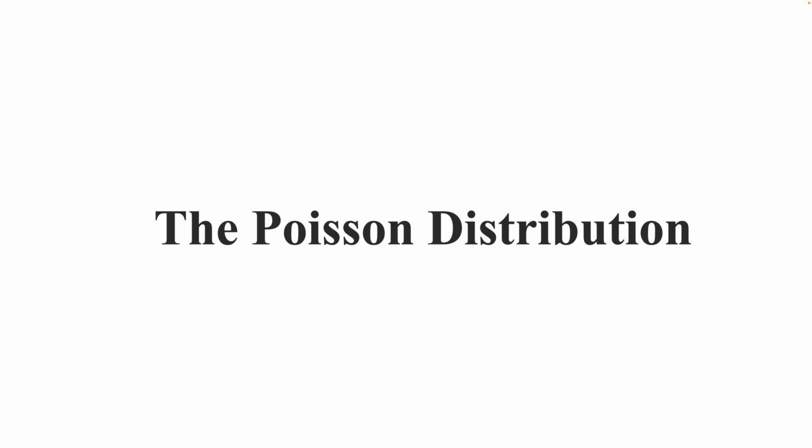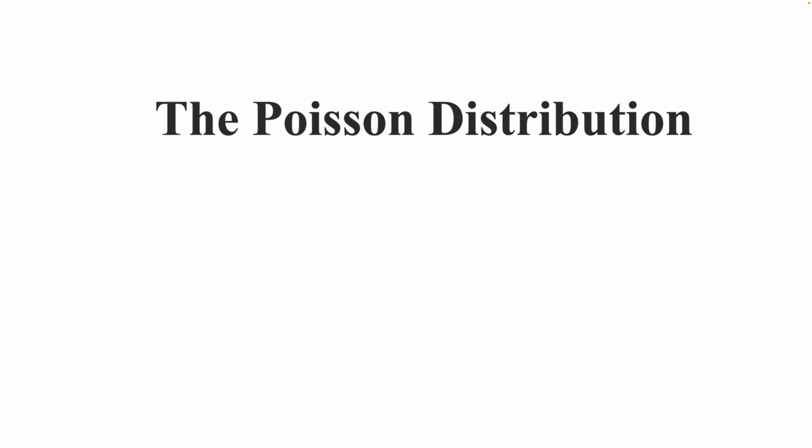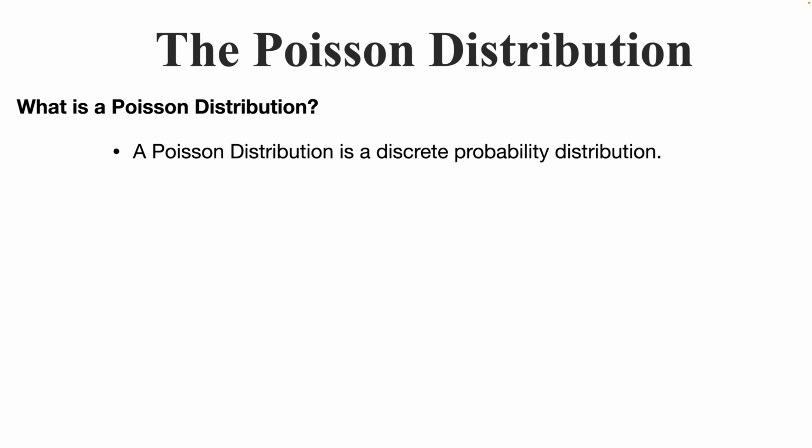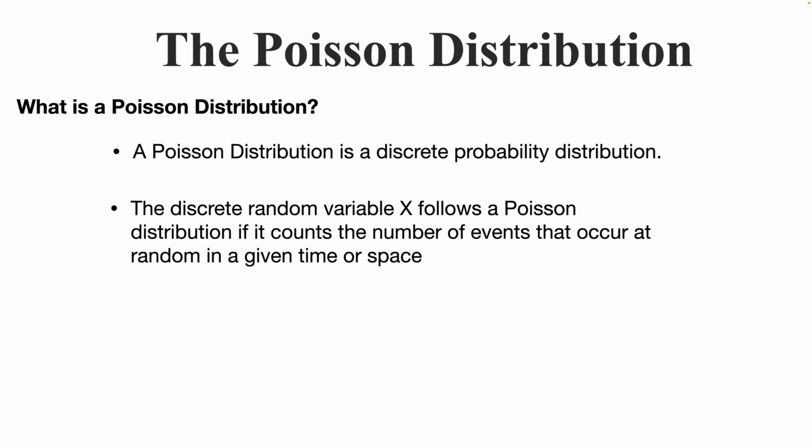In this video, we'll be looking at the Poisson distribution. So what is a Poisson distribution? A Poisson distribution is a discrete probability distribution. The discrete random variable x follows a Poisson distribution if it counts the number of events that occur at random in a given time or space.